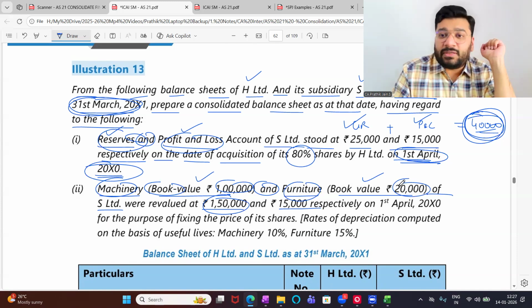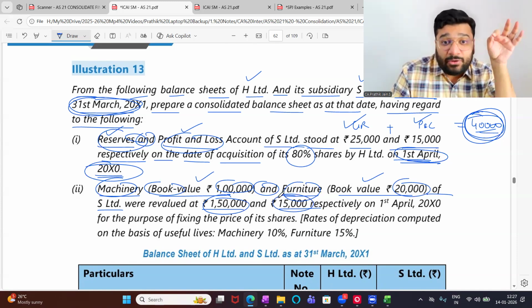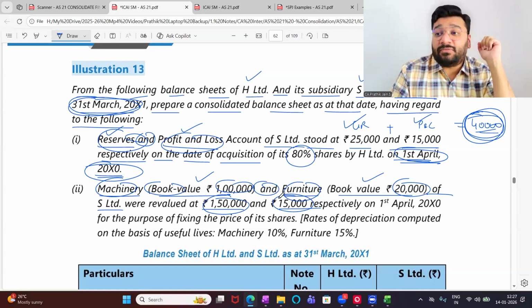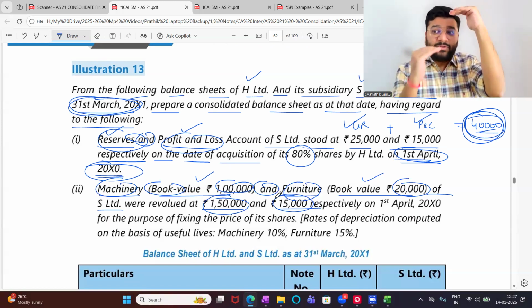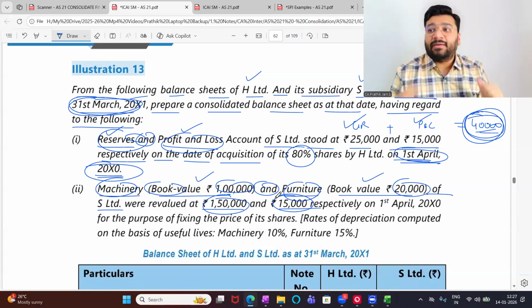Furniture ka book value is 20,000. But today if I go and sell in the market, we will not get more than 15,000. So today's real value, fair value, market value is 15,000. In your books it is 20,000, but the real value is 15,000. So I have to reduce the value of the asset by 5,000.